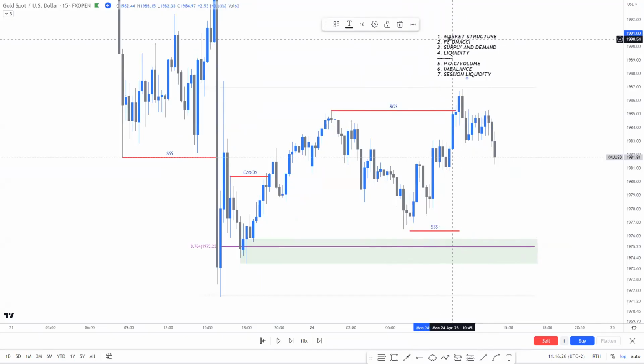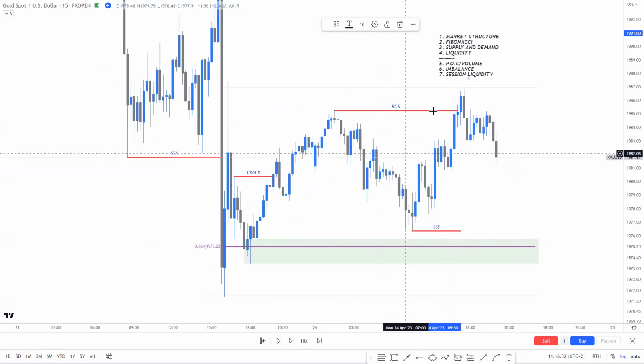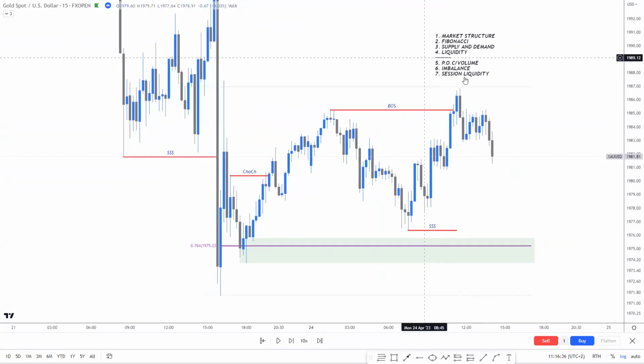Remember, at this point, we have 4 of the 7 confluences. We already have a setup, okay? We already have a valid setup with the 4 of the 7 confluences. Now we just look for the extra confluences. Let's see if they lined up.